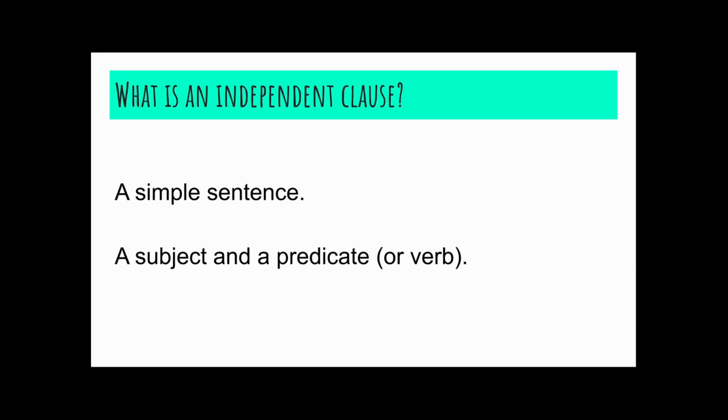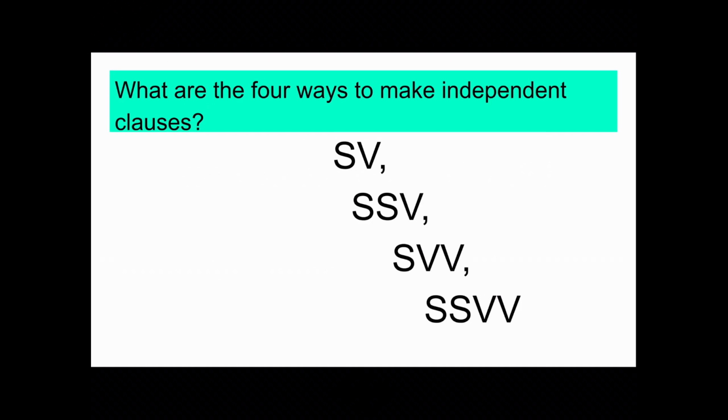What's an independent clause? As review, it's a simple sentence, and a simple sentence really only needs a subject and a predicate. These are the four ways we can make our independent clauses. We can have a subject and a verb, two subjects and a verb, a subject and two verbs, or two subjects and two verbs.